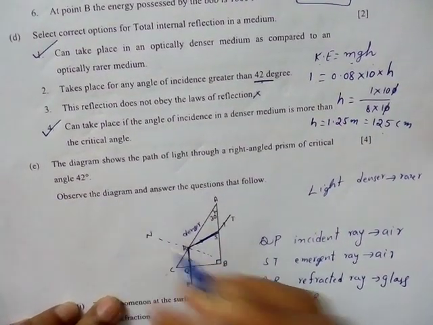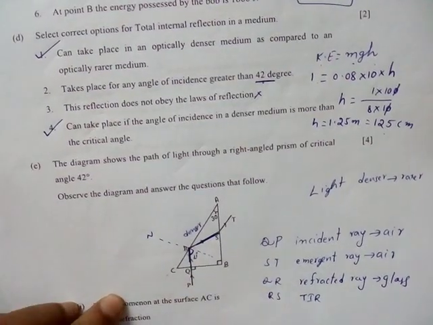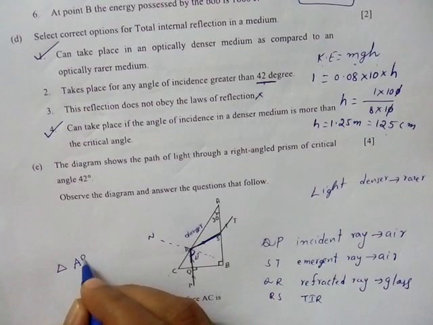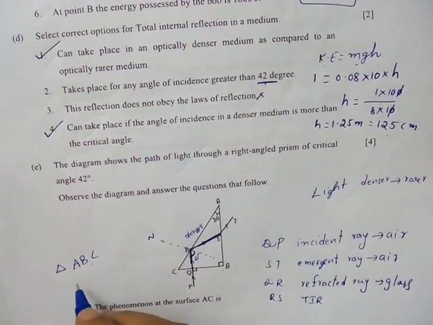So this is the normal. Now you have to find this angle. This is the angle of incidence. Now see here, ABC is a triangle. You know angle A and angle B. Angle C you can find, yes or no?